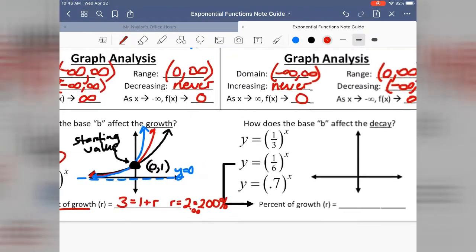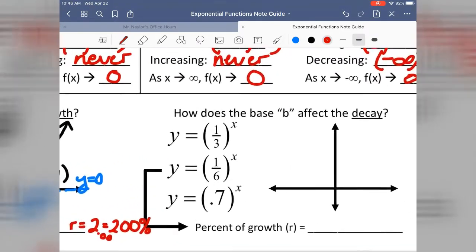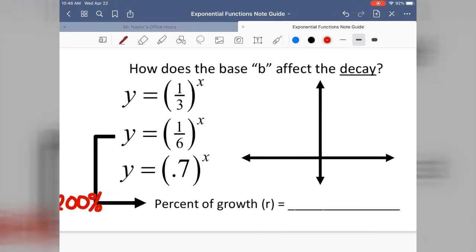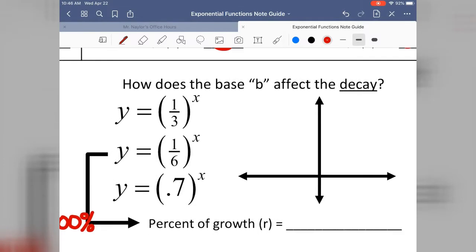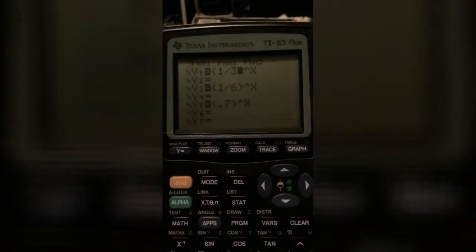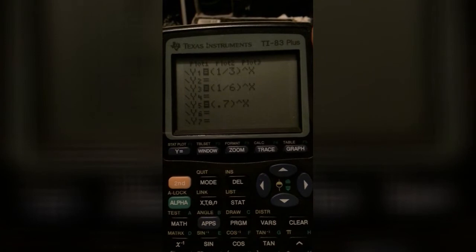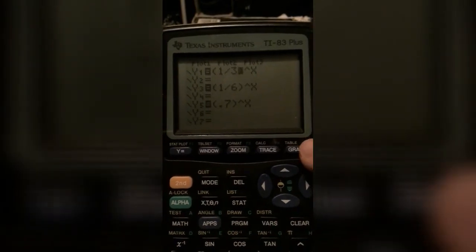How about the base affecting a decay problem? Now here we have, once again, 3 different bases that are all less than 1. But notice that they are of a different size. So, what happens as the base that's less than 1 changes? So once again, I typed all these into the calculator. Let's see what they look like when they are graphed.